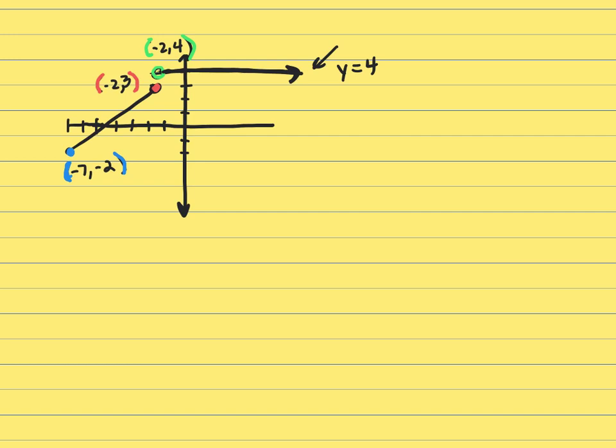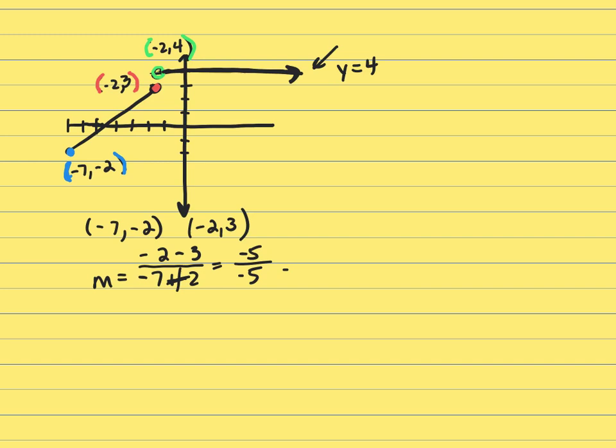Now we need to find the equation of the line that has endpoints (-7, -2) and (-2, 3). Find the slope. m equals the difference in your y's, -2 minus 3, over -7 minus -2. And that's -5 over -7 plus 2. Yeah, that ends up being plus 2, which is -5. So your slope is +1.